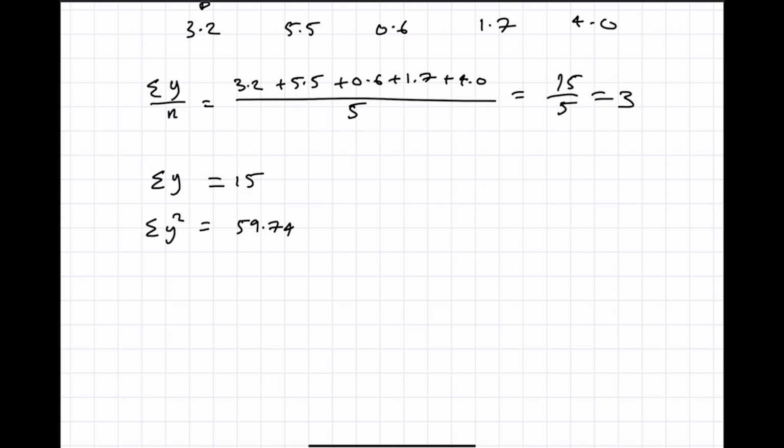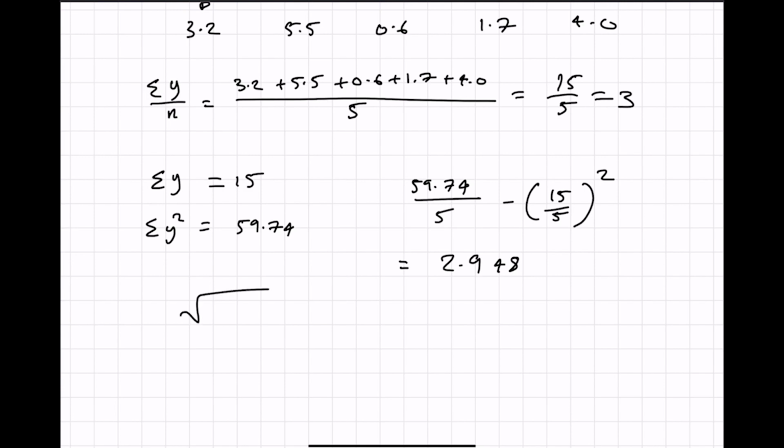And so you just put that into the equation. Putting that in, we get 59.74 over 5 minus 15 over 5, which we already did above, all squared, which will give you a total value of 2.948. That's the value of your variance. Just remember, people tend to find the variance and forget to square root it to get the standard deviation as the last step. So you have to square root this now, and that gives you a standard deviation of 1.72. So that's how you can find your coded one.